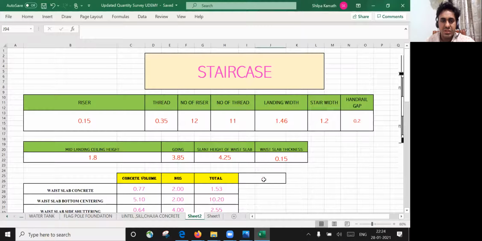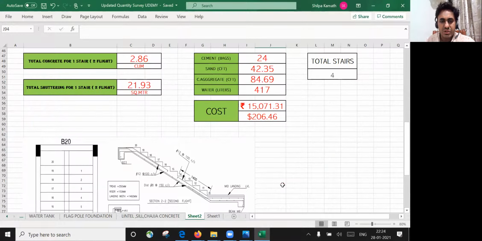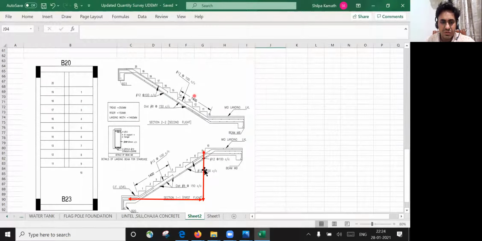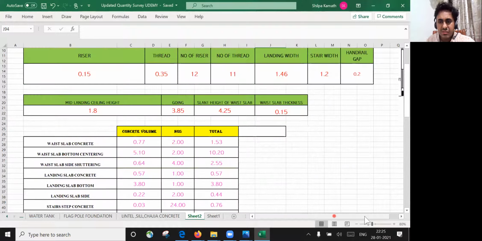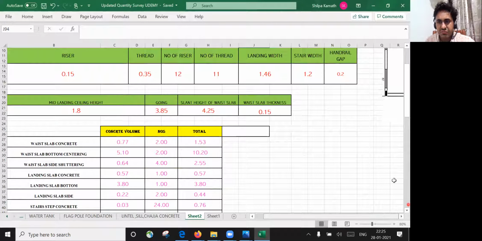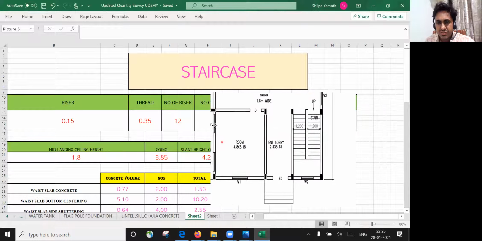I'll take you to the Excel sheet. I already prepared an Excel sheet for that, and whatever drawing we have seen, I've put the drawing here so that it is visible. And also this is a plan of the staircase that we have.